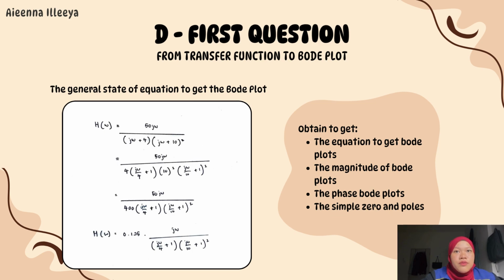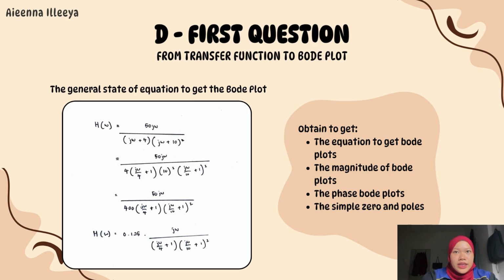The function has one zero at the origin because of j omega in the numerator, and two poles at omega equals 1 and omega equals 10 from the two terms in the denominator. To prepare this equation for Bode plot analysis, it is rewritten in a standard Bode form by dividing each term in the denominator by its pole frequency.